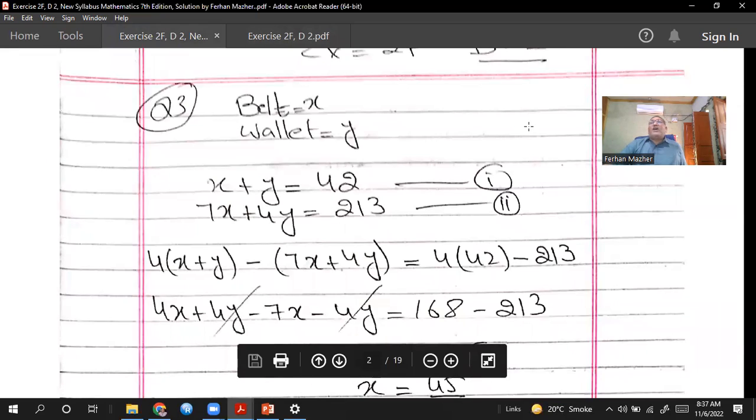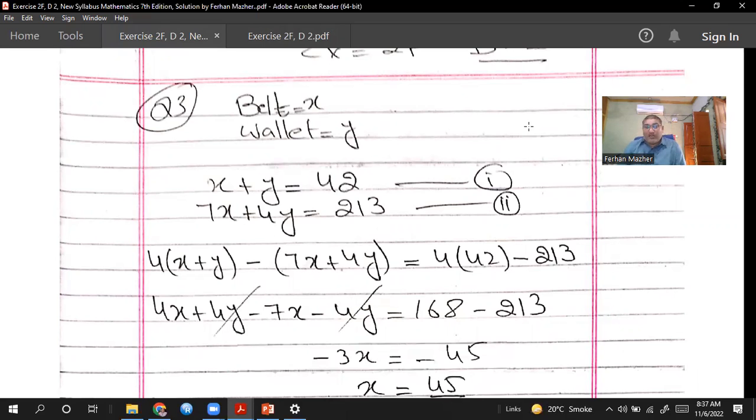Okay, so one belt costs X dollars, one wallet costs Y dollars. One belt and one wallet cost $42. So X plus Y is equal to 42. 7 belts and 4 wallets, so 7x plus 4y, the cost is $213.